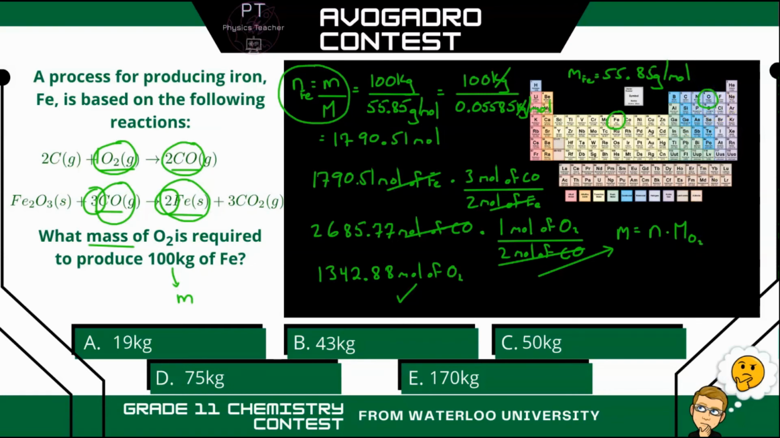Now, oxygen is 16 grams per mole. But since we have two of them in O2, we'll do 16 times 2, which is 32. So we'll take this and we'll do 1,342.88 moles multiplied by 32 grams per mole. Moles will cancel, and we'll end up with our answer in grams, which is 42,970 grams, or converting to kilograms and rounding it, 43 kilograms. So our answer is B.